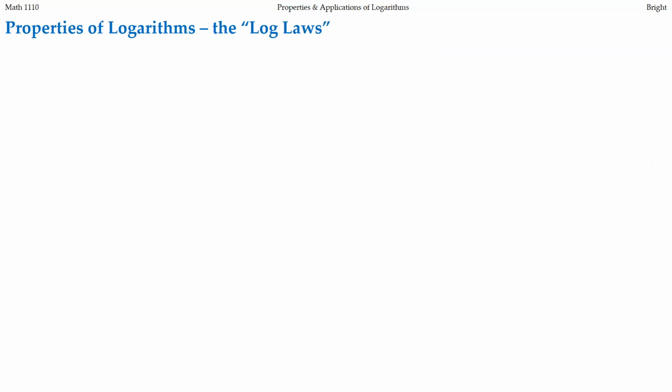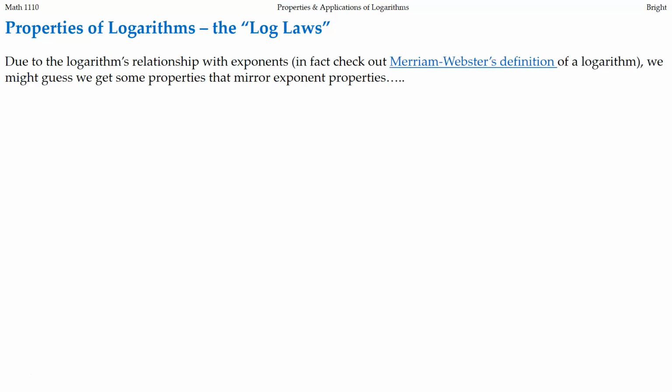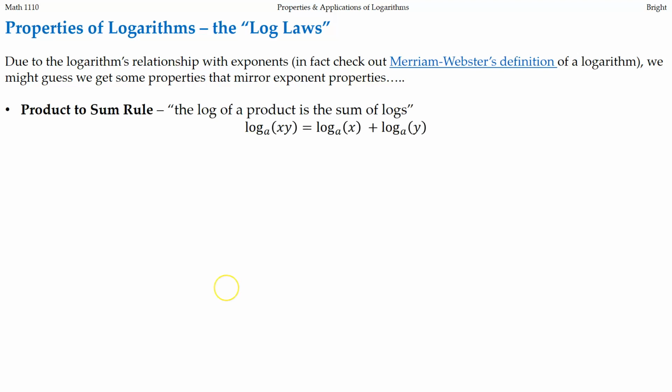Properties of logarithms, I affectionately call them the log laws. Properties of a logarithm are going to mirror those of exponents. So we have a sum to product rule. Notice that here we have logarithm base a, and then we have a multiplication inside. When we do, that really is the same as saying we have the logarithm of the first factor, x, plus the logarithm of the second factor. So the logarithm of a product turns into the sum of logs.